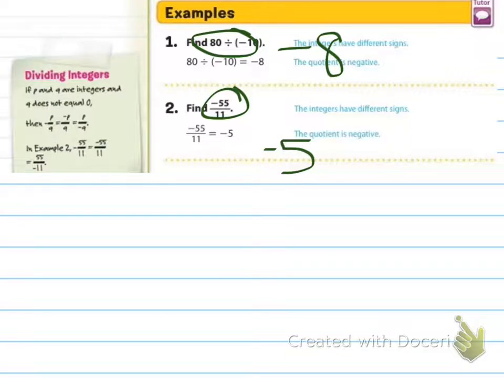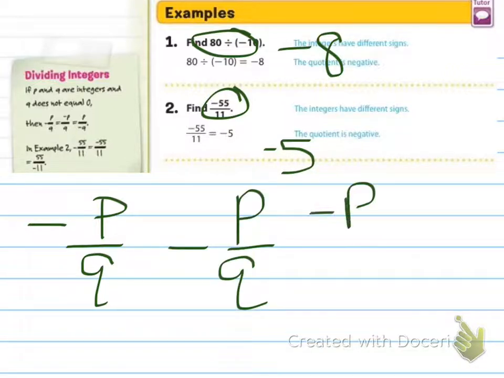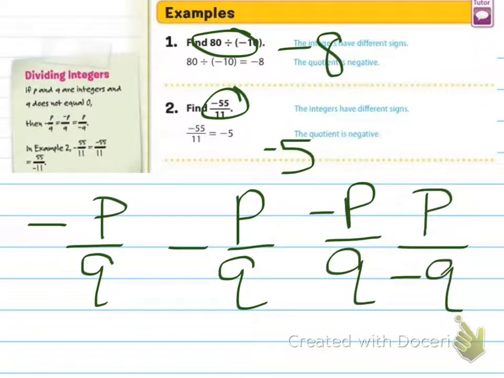It says dividing integers. If p and q are integers and q does not equal 0, then negative p divided by q is the same as negative p over positive q, or positive p over negative q. It's one of those things where you can put the negative sign top or bottom.